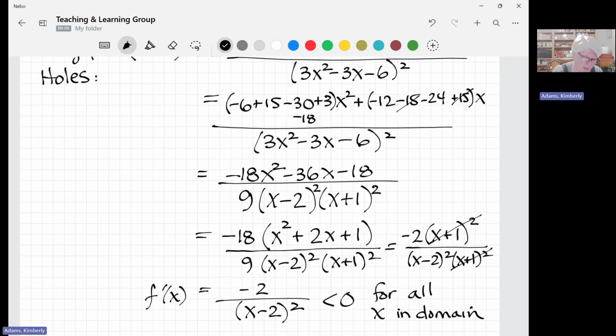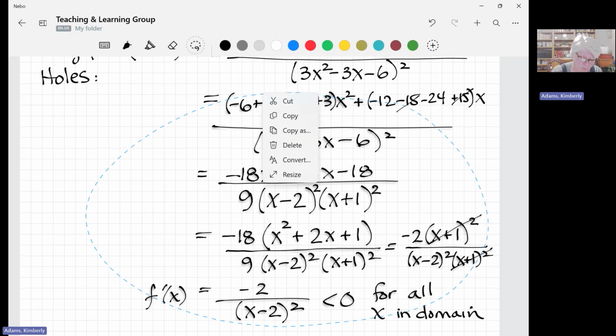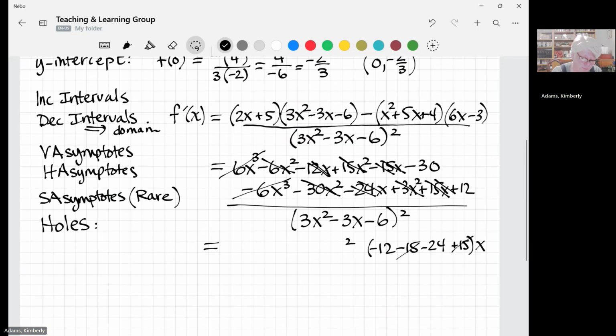So I actually will just erase this part. I think that'll work really well. Let me take this off. Perfect.